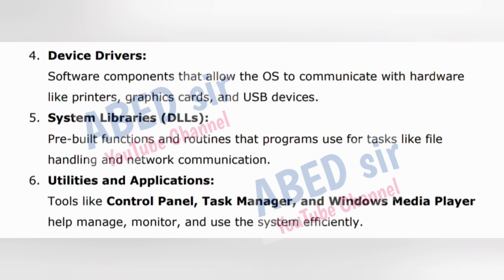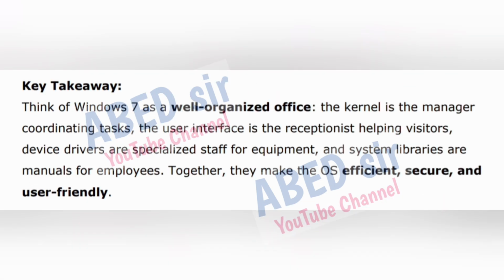4. Device drivers. Software components that allow the OS to communicate with hardware like printers, graphics cards, and USB devices. 5. System libraries (DLLs). Pre-built functions and routines that programs use for tasks like file handling and network communication. 6. Utilities and applications. Tools like Control Panel, Task Manager, and Windows Media Player help manage, monitor, and use the system efficiently.